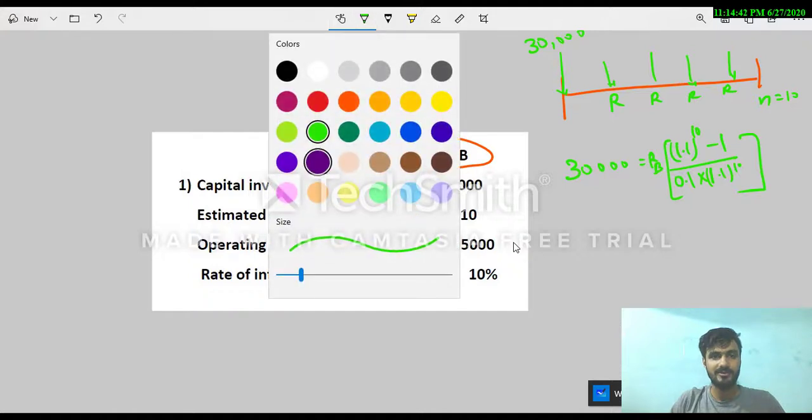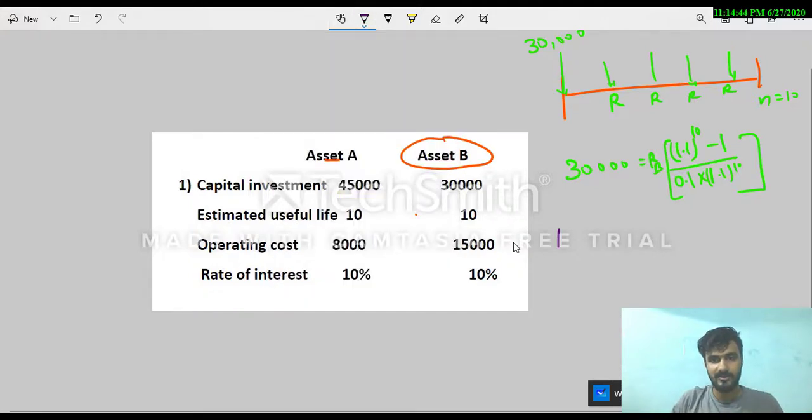Now understand one thing, what will happen? From here, if you calculate the value of RB, then you will be getting 4882.36 rupees per year.